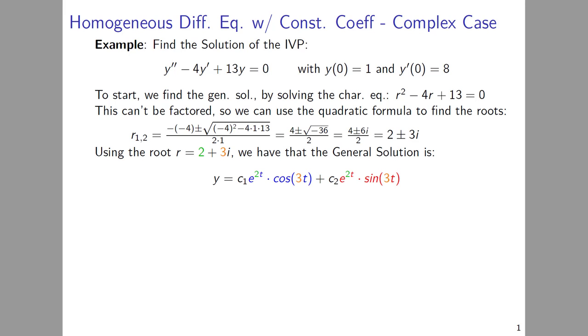Now using the root r = 2 + 3i, we have that the general solution is y = c1 e^(2t) cos 3t + c2 e^(2t) sin 3t.